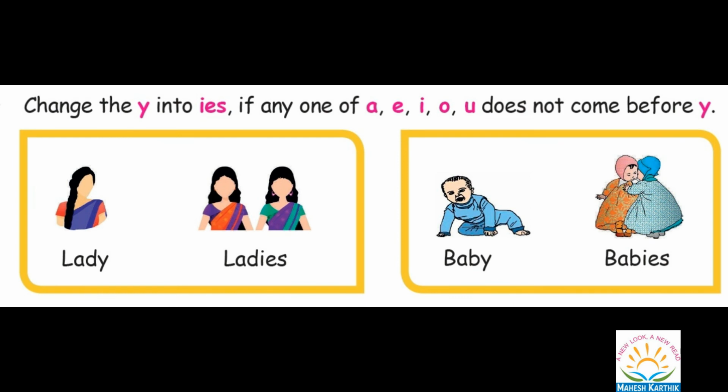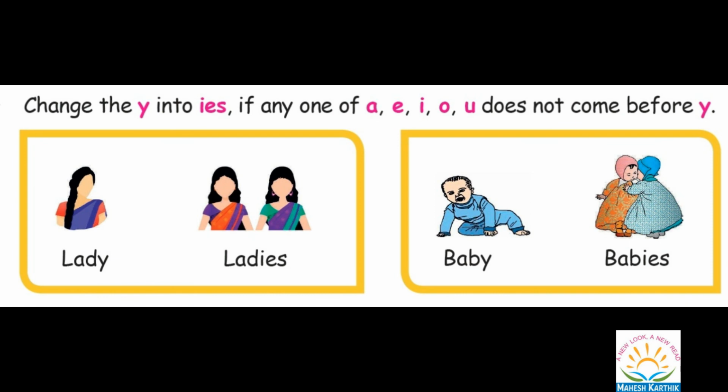Change the Y into IES if none of A, E, I, O, U comes before Y. Example, lady. The word lady ends with the letter Y. So we should add IES with the naming word. Ladies.